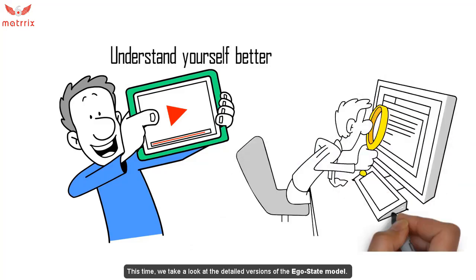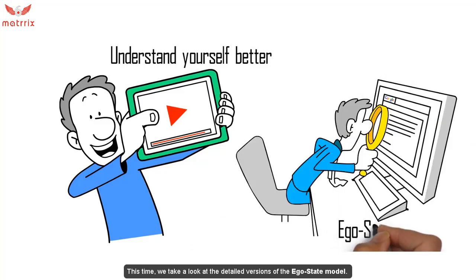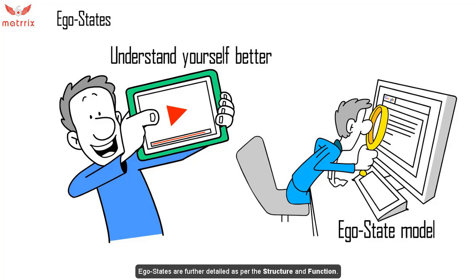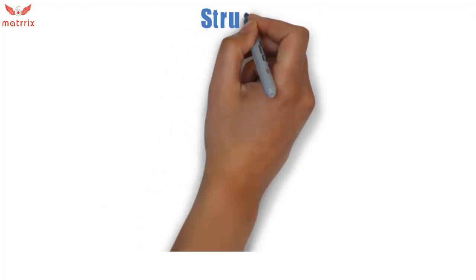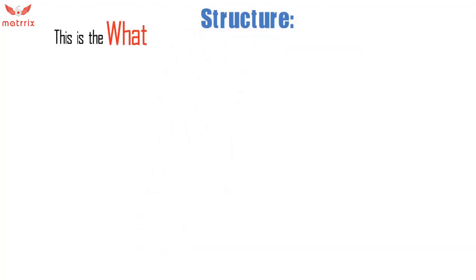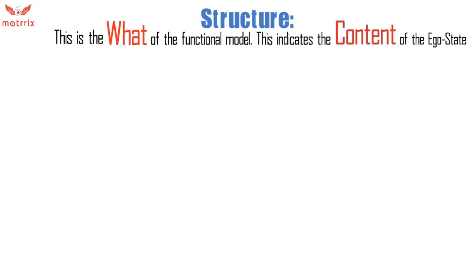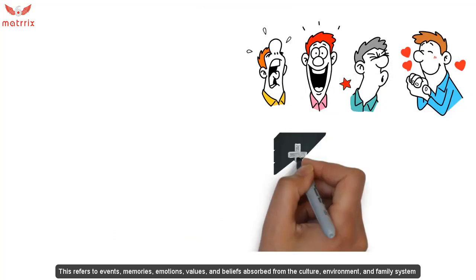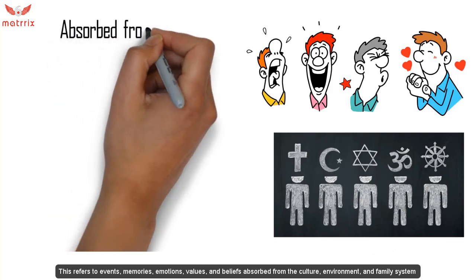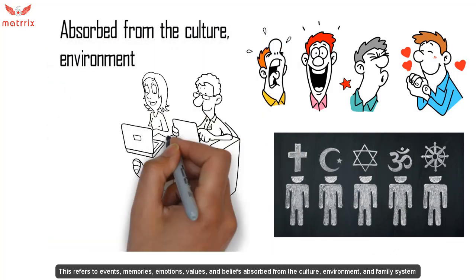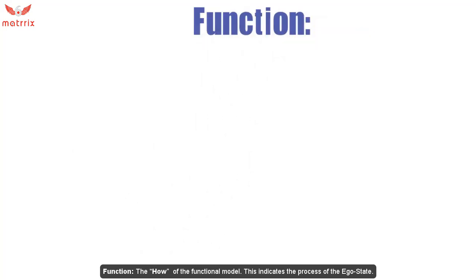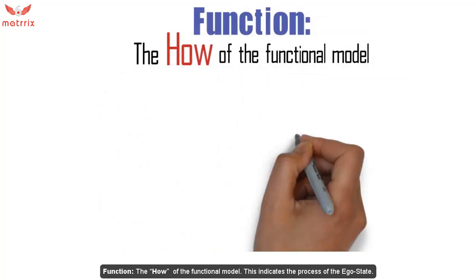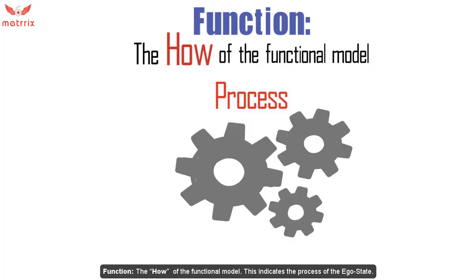This time, we take a look at the detailed versions of the ego state model. Ego states are further detailed as per the structure and function. Structure. This is the what of the functional model. This indicates the content of the ego state. This refers to events, memories, emotions, values, and beliefs absorbed from the culture, environment, and family system. Function, the how of the functional model. This indicates the process of the ego state.